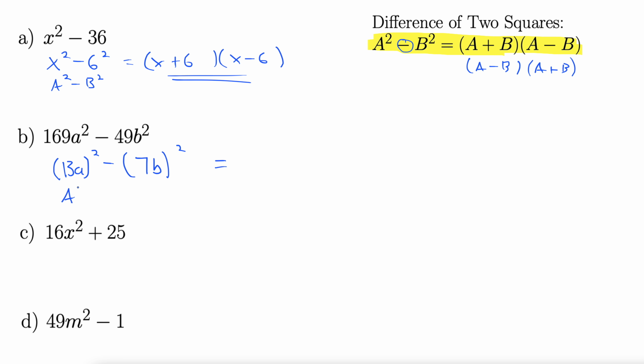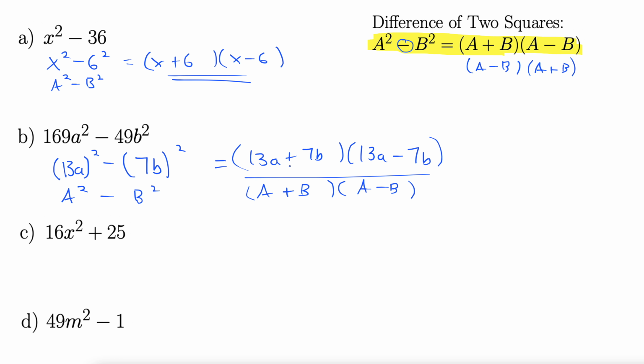Now it's of the right form, a squared minus b squared, and we know that the formula tells us it's going to be a plus b, a minus b. So 13a plus 7b times 13a minus 7b. There we go. And you could also swap these two entire terms. You could have the minus first and then the plus. That'd be just as good.